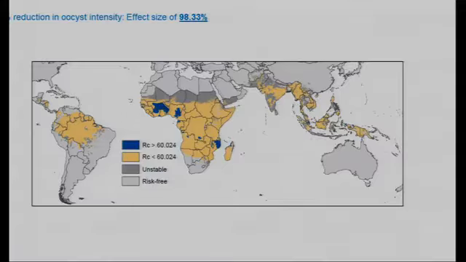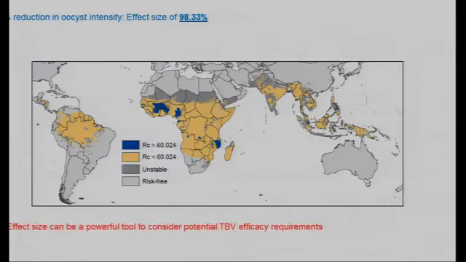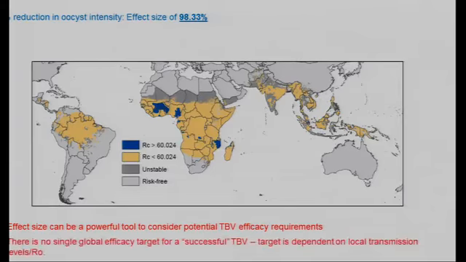So the main two take-home points from that: effect size can be a powerful tool to consider potential TBV efficacy requirements, and it's not one that lab scientists traditionally consider. Maybe we ought to start. And the second point is there is no single global efficacy target for a successful transmission blocking vaccine. The target efficacy you require is going to be completely dependent on local transmission levels, or R0 levels, in that area.